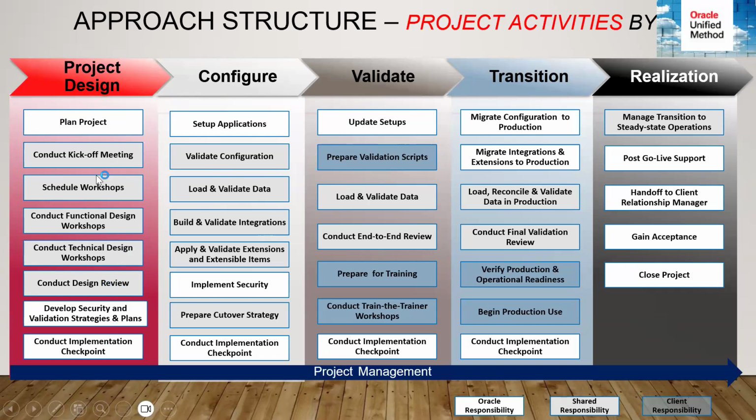Then we'll set up everything in the configuration, including the configuration and the data migration activities, which is nothing but loading and validating data. So once everything is done, we'll have a cutover strategy, then we'll validate everything, then we'll move it to production. And this talks about the post go live activities. This gives the broader picture of how the implementation starts and how it ends.